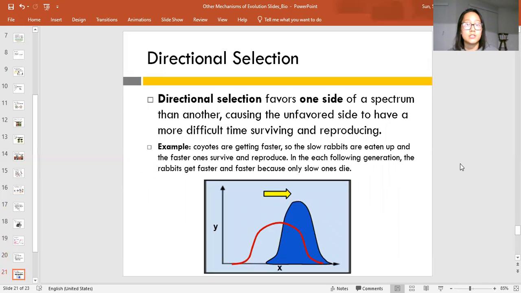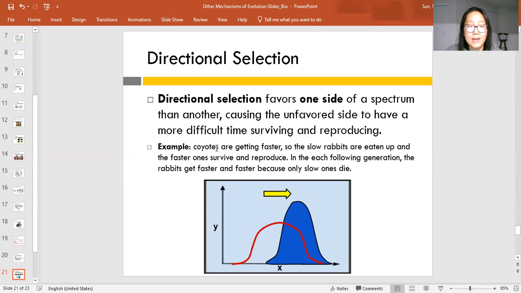So directional selection means that selection favors one side of the spectrum, and that can be either the lighter side, the darker side, the faster side, the slower side, right? The heavier side, the lighter side. So it causes the unfavored side to have a more difficult time surviving and reproducing. So if the unfavored side isn't reproducing as much, they're not passing their genes on to the next generation, right? So most of the genes of the next generation are going to have this favored gene for survival.